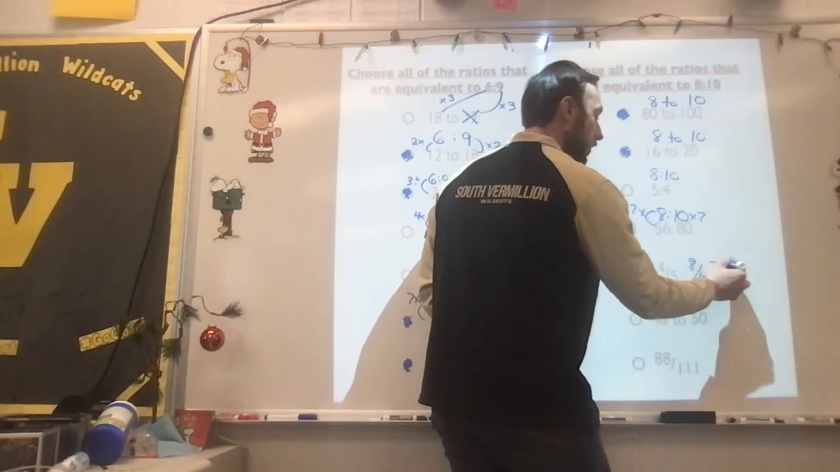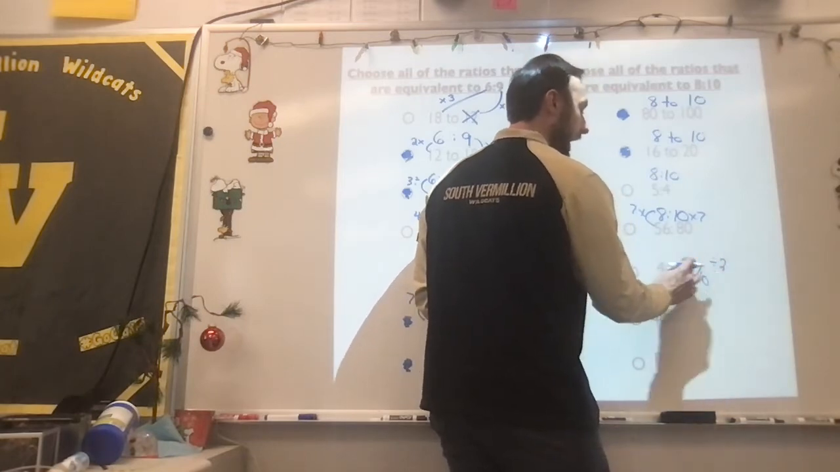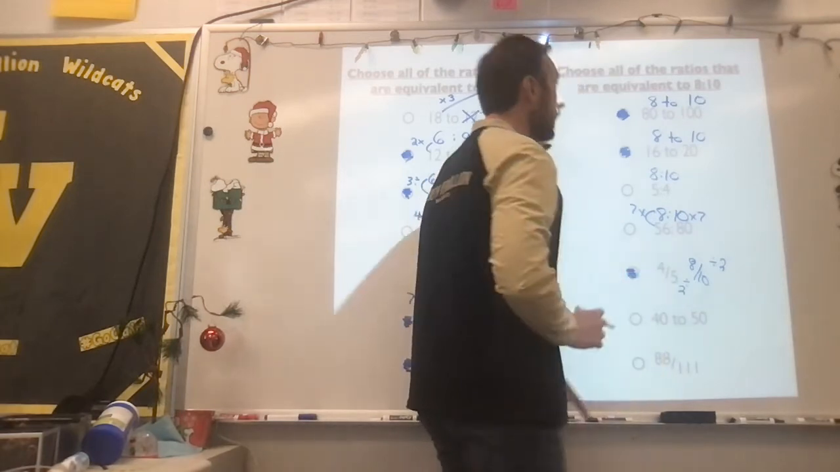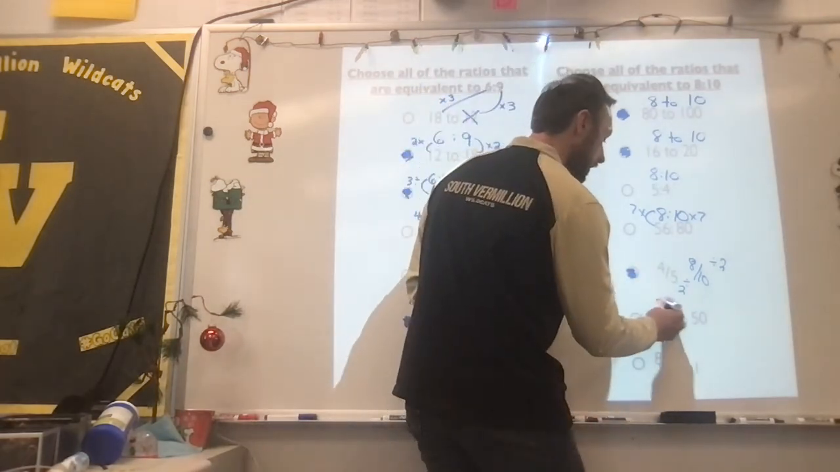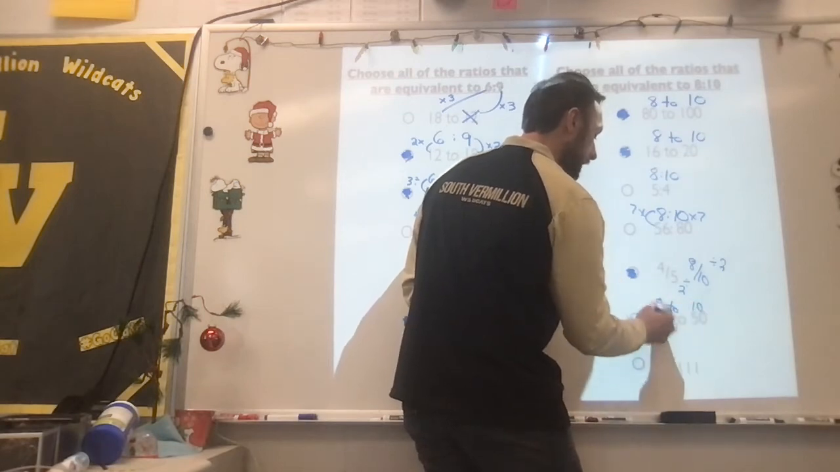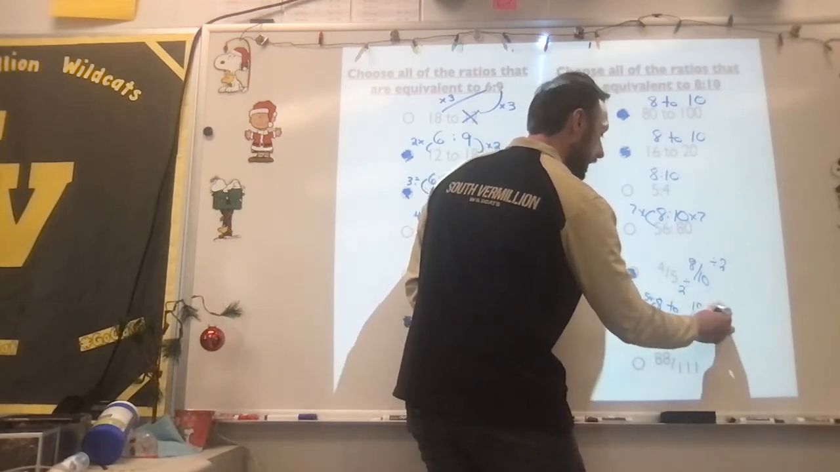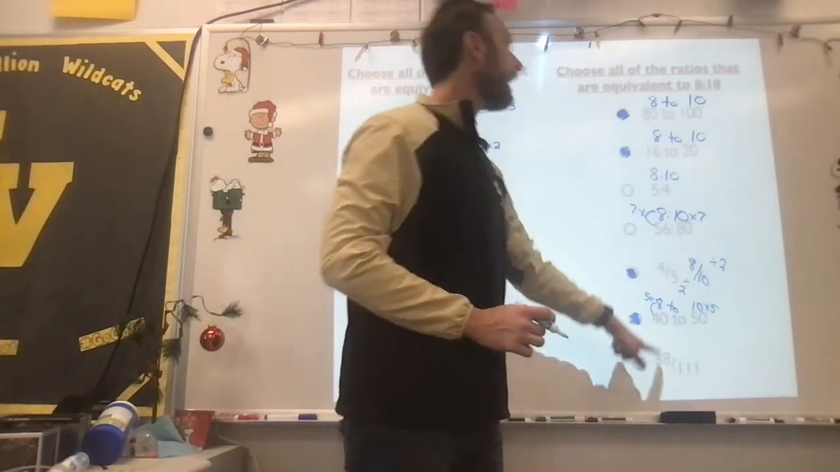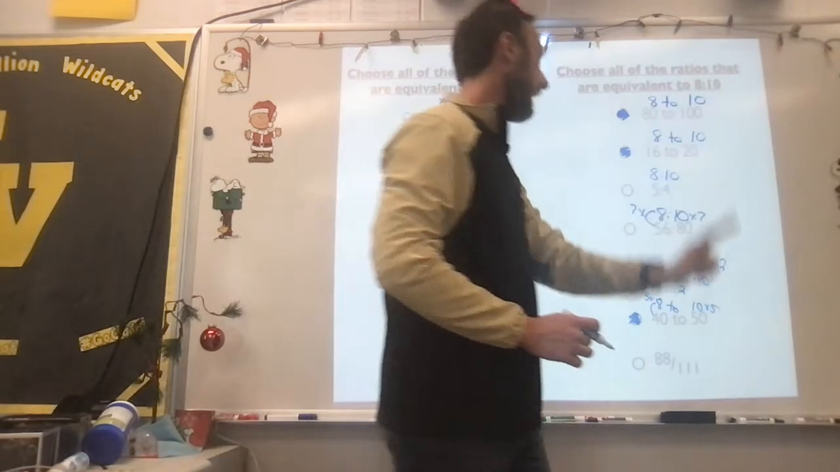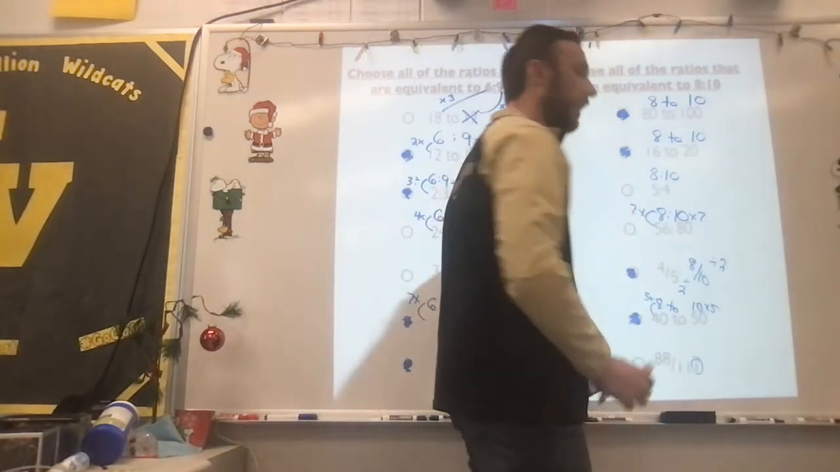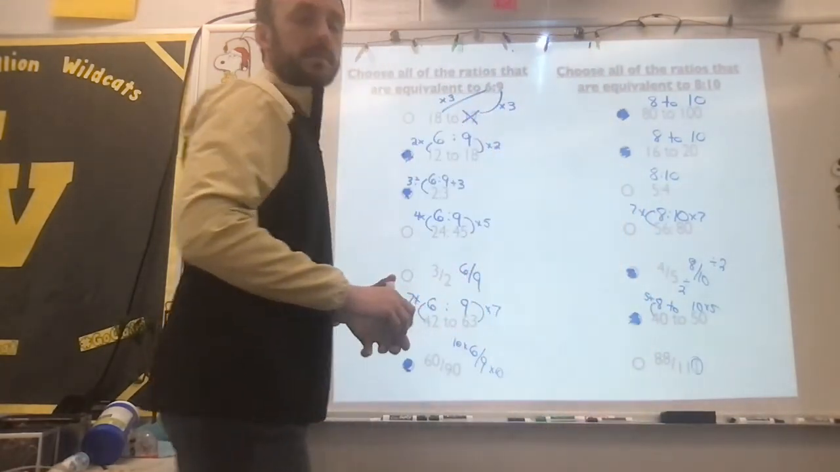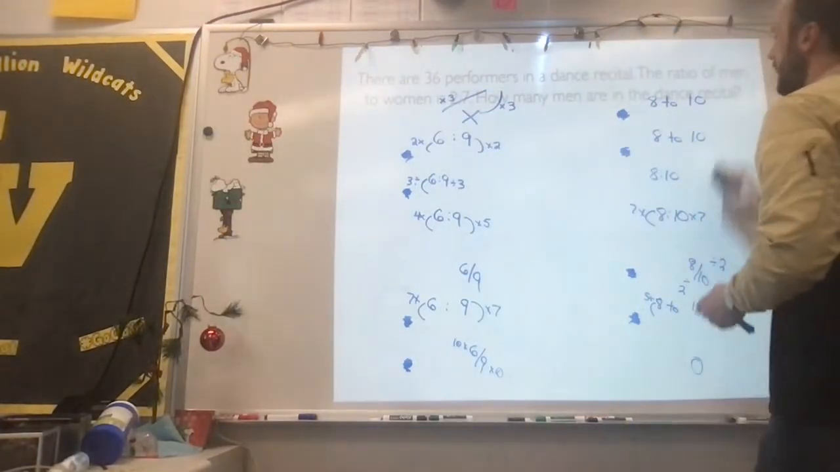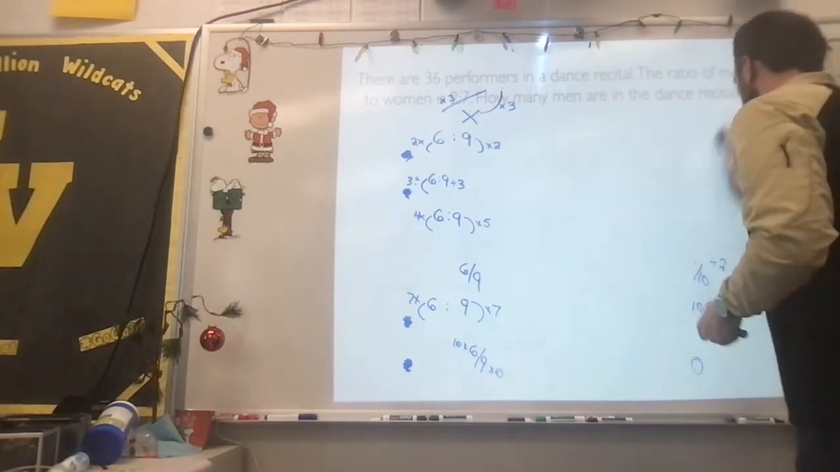Write it as a fraction, 8 over 10. I could divide both by 2. 8 divided by 2 is 4. 10 divided by 2 is 5. That one's good. 8 to 10. I could times that by 5. I could times that by 5. That is good. And 8 times 11 is 88, but 10 times 11 is 110, not 111. So that one would be incorrect.